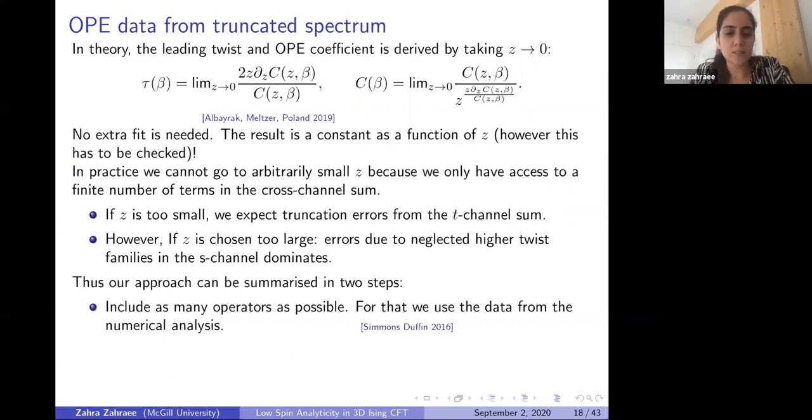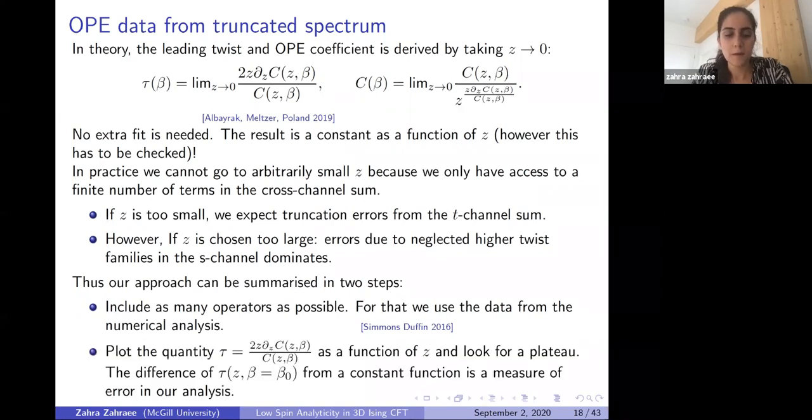So our approach is as follows. Include as many operators as possible in the cross channel. For that, we use the numerical data from the paper by David Simmons-Duffin, 2016. And then we would plot the quantity tau, which would depend on z and beta. We would fix the dependence on beta, so that it would just depend on z. And then we ask for it to be a constant.